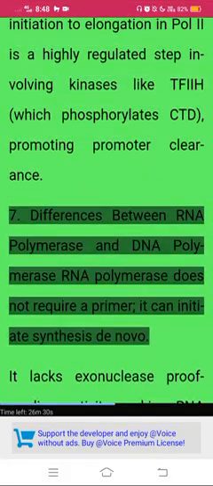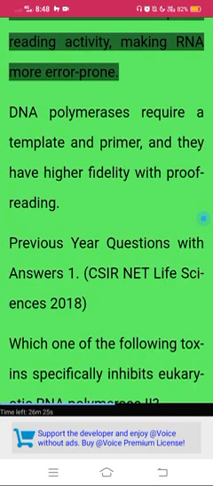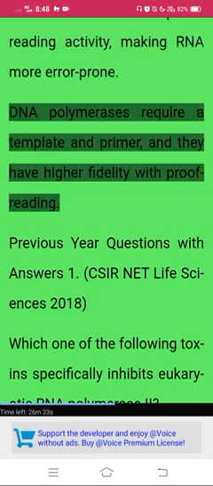7. Differences between RNA polymerase and DNA polymerase. RNA polymerase does not require a primer. It can initiate synthesis de novo. It lacks exonuclease proofreading activity, making RNA more error-prone. DNA polymerases require a template and primer, and they have higher fidelity with proofreading.